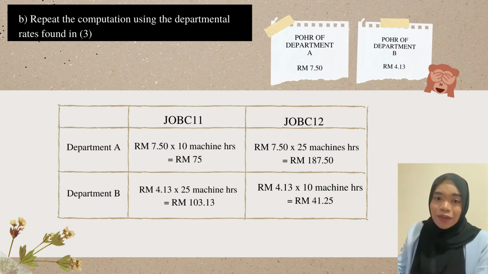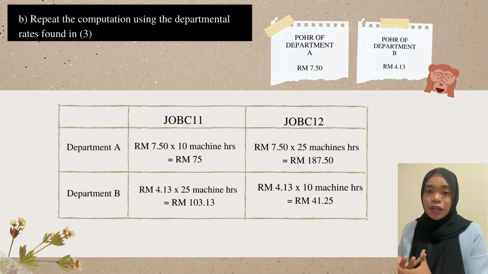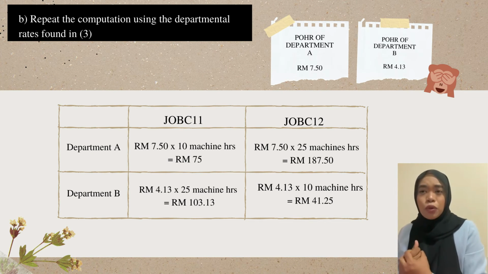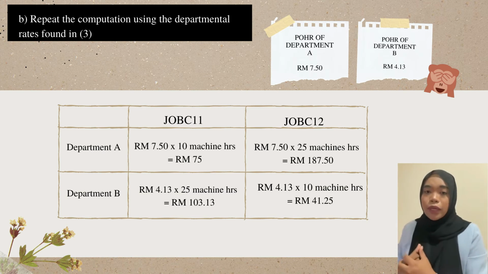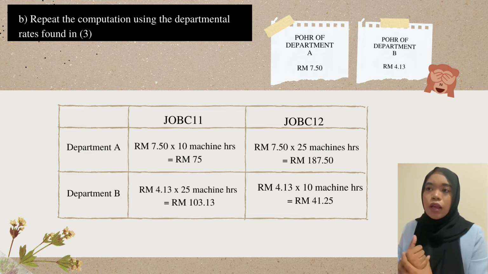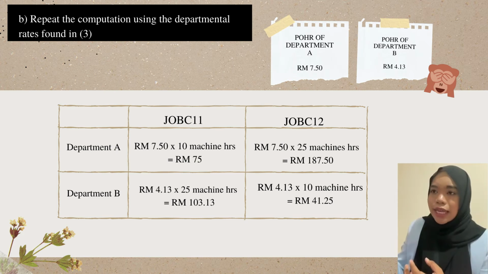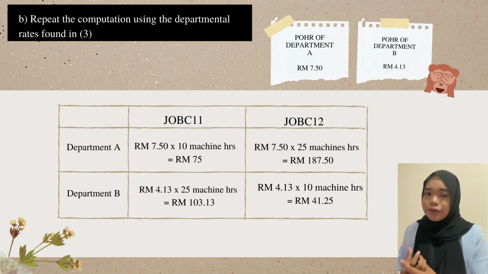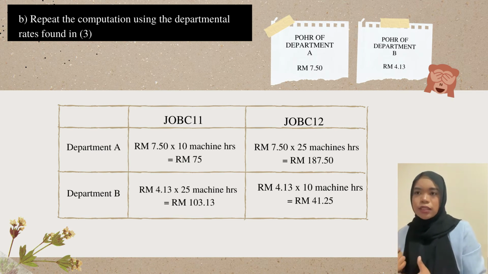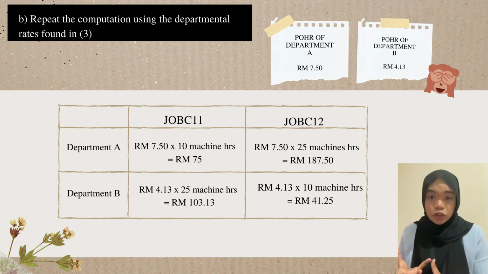For part B, we repeat the computation using the departmental rates, which were calculated by Kyung in question number 3. Before we compute the overhead cost assigned to each job, what we need is the predetermined overhead rate for both departments. I stated in this slide that Department A is RM7.50 and Department B is RM4.13. Now we can compute the overhead cost assigned to each job.